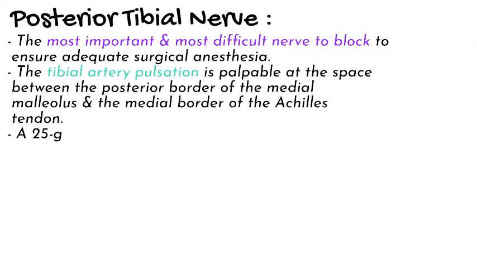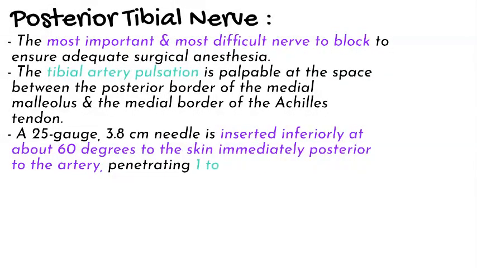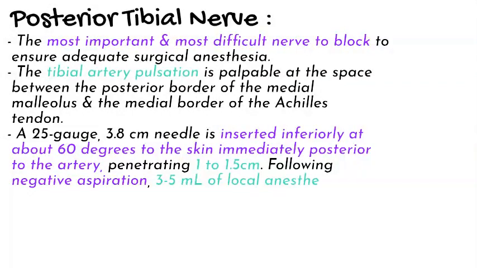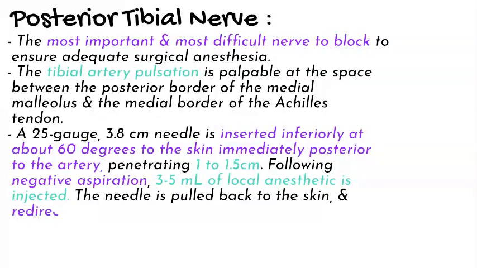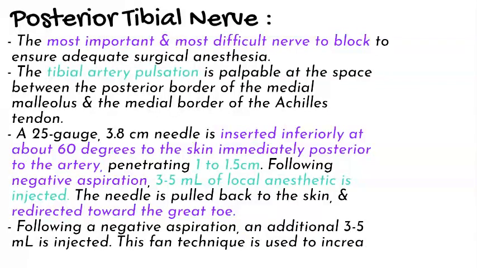A 25 gauge 3.8 cm needle is inserted inferiorly at about 60 degrees to the skin immediately posterior to the artery, penetrating 1 to 1.5 cm. Following negative aspiration, 3 to 5 ml of local anesthetic is injected. The needle is pulled back to the skin and redirected toward the great toe. Following a negative aspiration, an additional 3 to 5 ml is injected. This fan technique is used to increase the success rate.